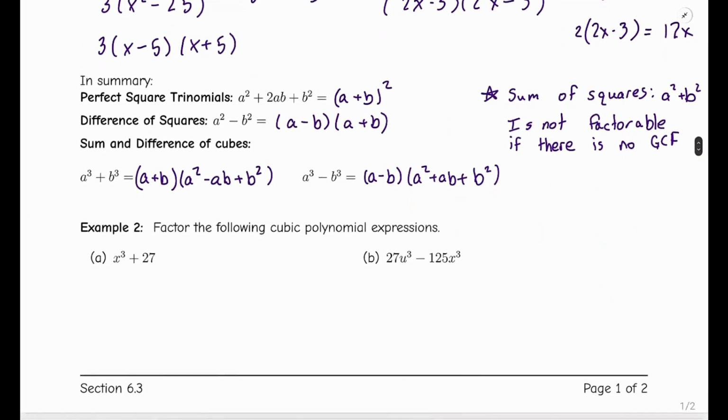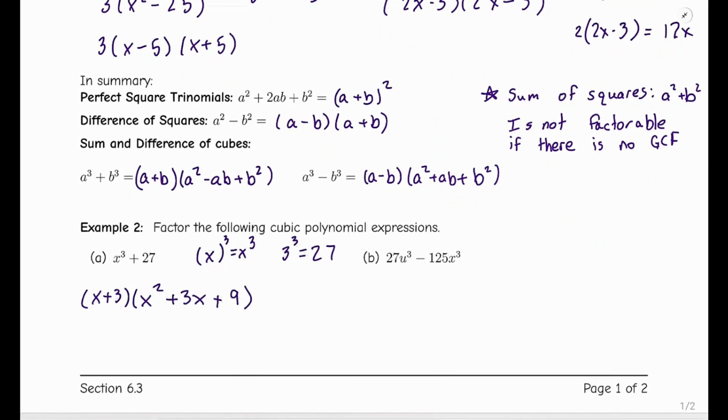Example 2, factor the following cubic polynomial expressions. Well, x cubed is x cubed, and 3 cubed is 27. So this is a sum of cubes, so it'll factor as x plus 3, x squared plus 3x plus 9, because 9 is 3 squared.